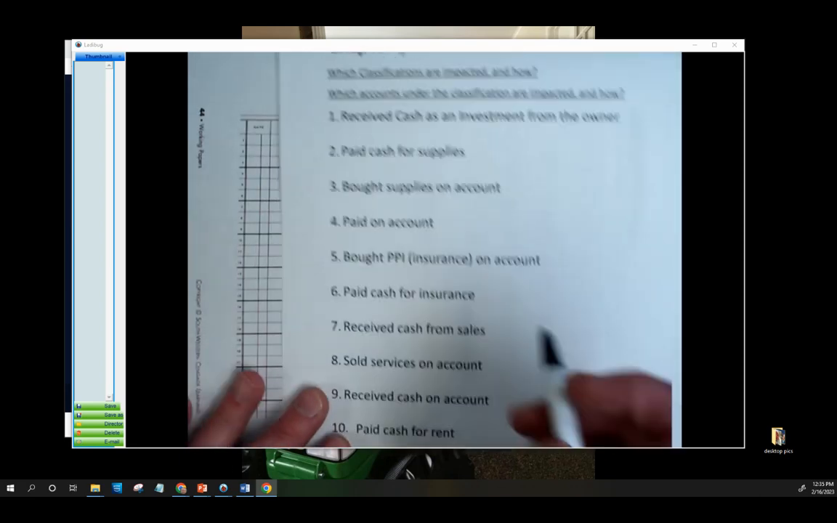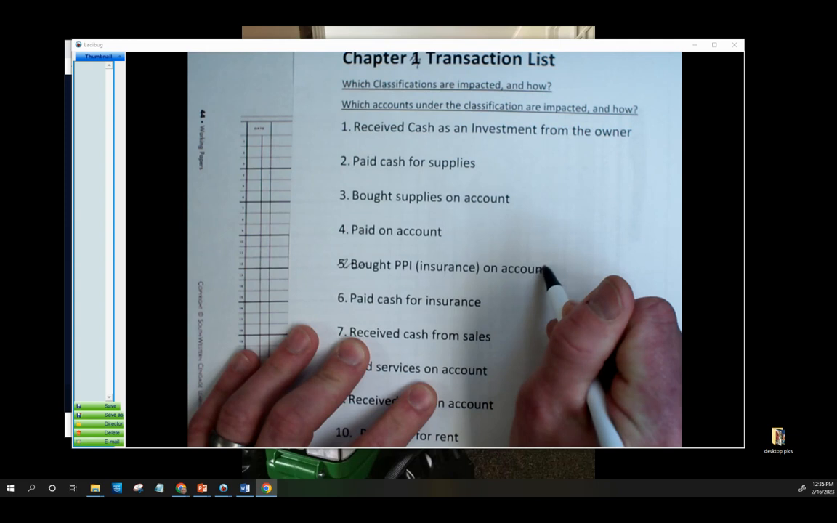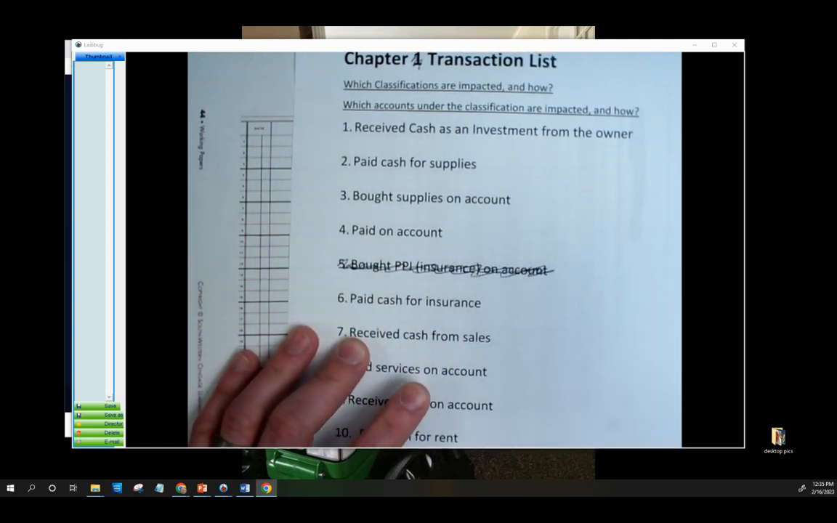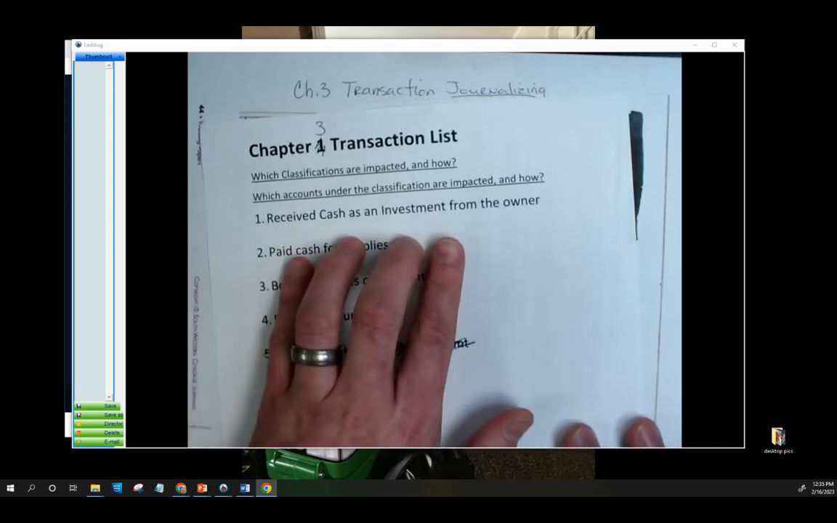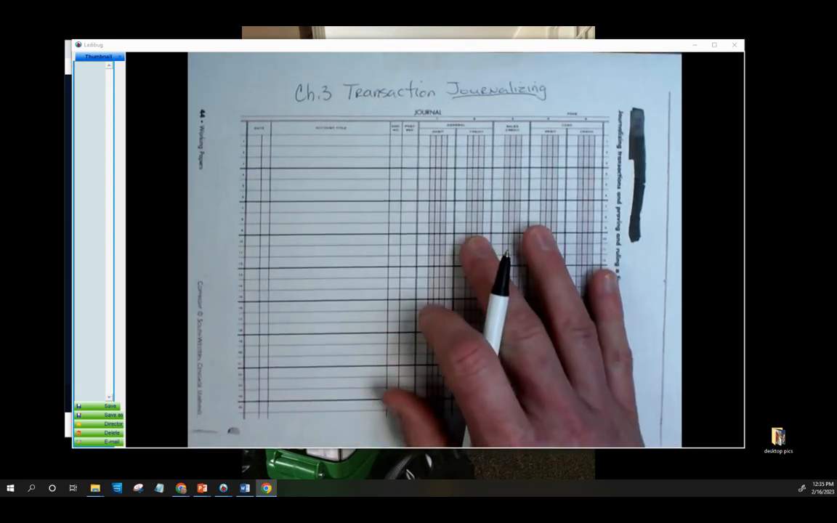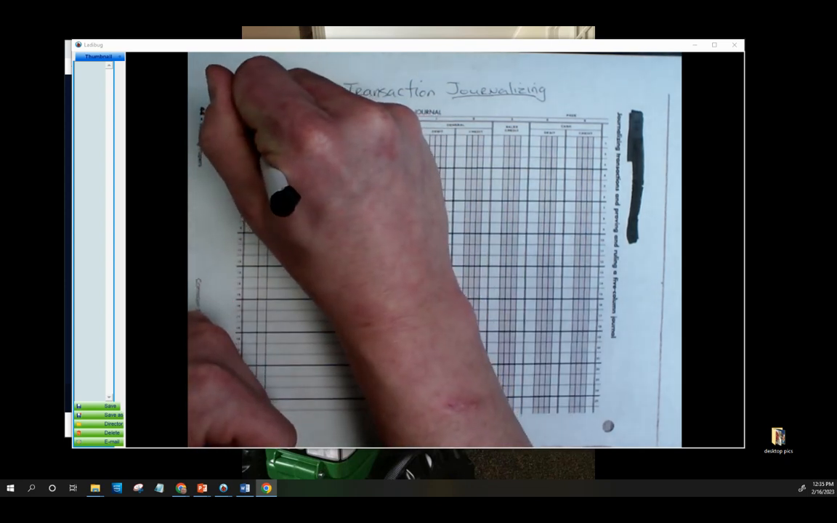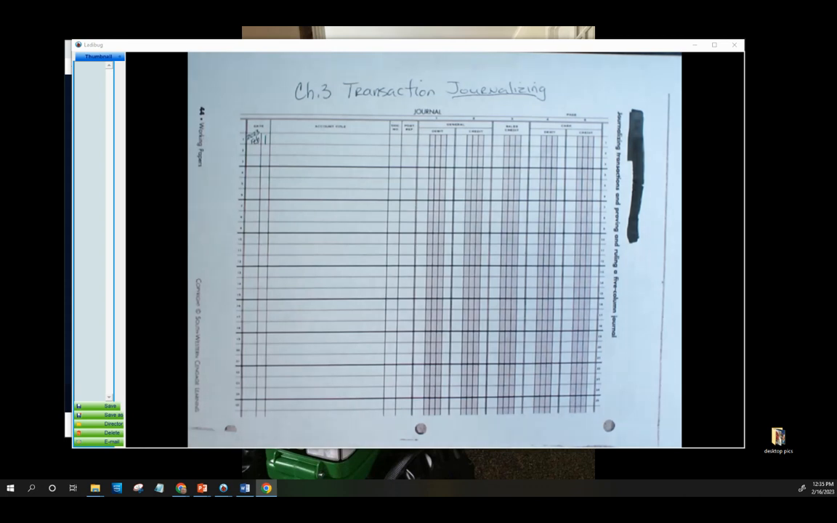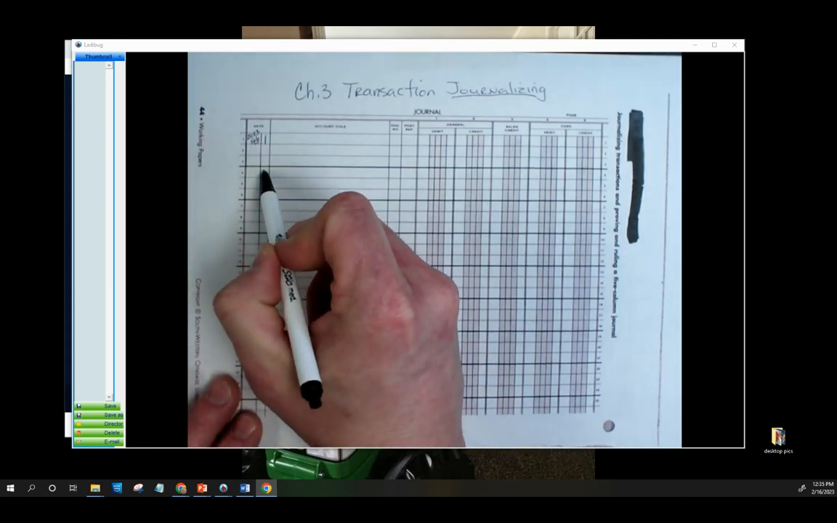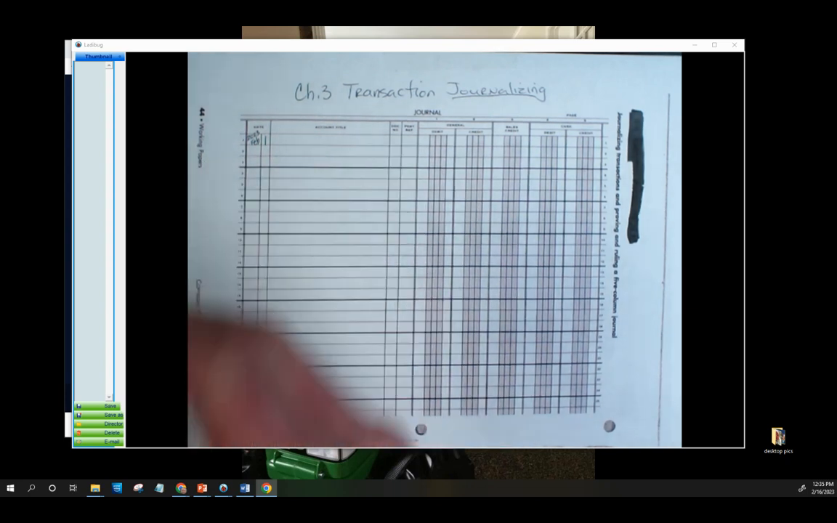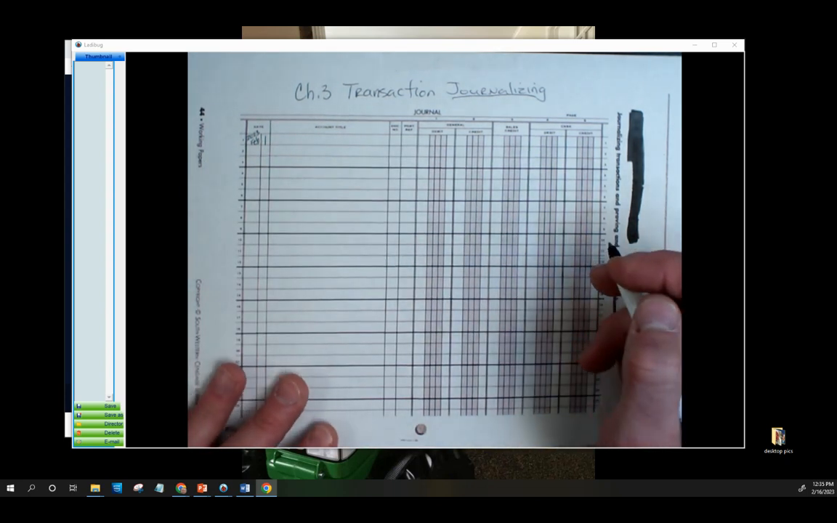All right. The last one, we're not going to do, bought insurance on account, because you never do that transaction, although it is possible. I'm not going to handle that one. Okay, first one, receive cash from the owner as an investment on the first of the month, say 2023, February 1. From this point forward, you only write the number of the transaction for the day, not the month or the year.